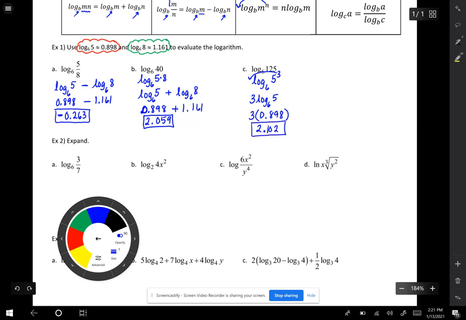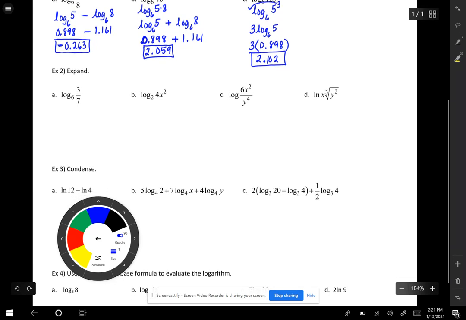Now, what if you didn't want to write it like that? What if you did want to write log base 6 of 5 times 5 times 5? Well, then you're going to use the product property, and you're going to write log base 6 of 5 plus log base 6 of 5 plus log base 6 of 5, and you're still going to get the same answer. So it's really totally up to you on what you decide to do.